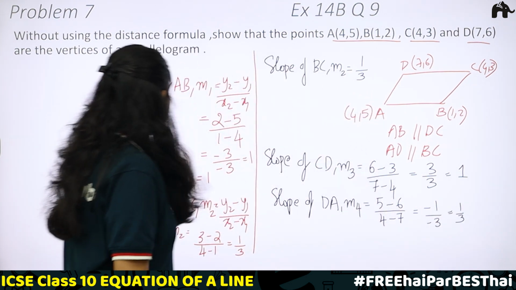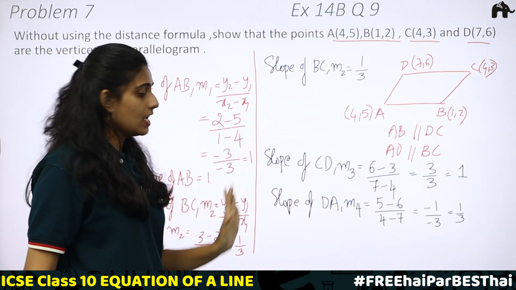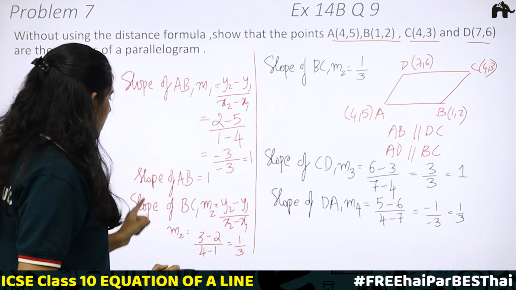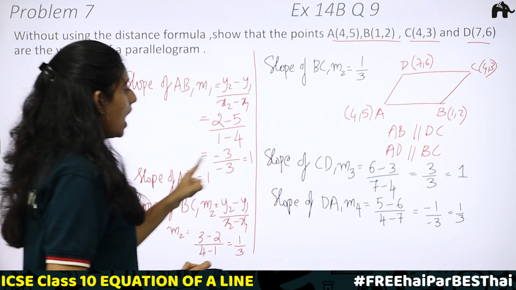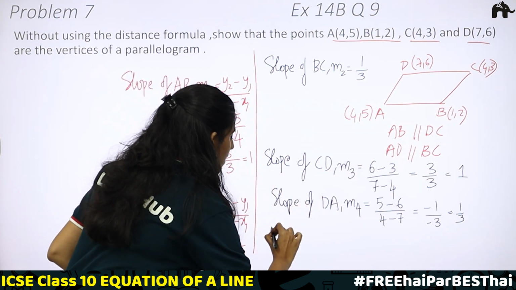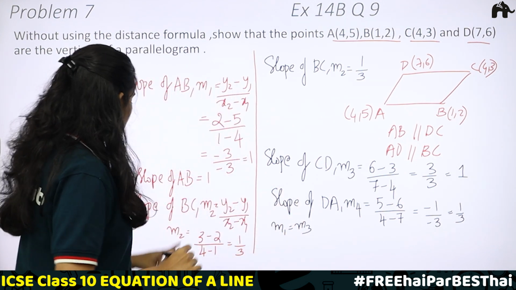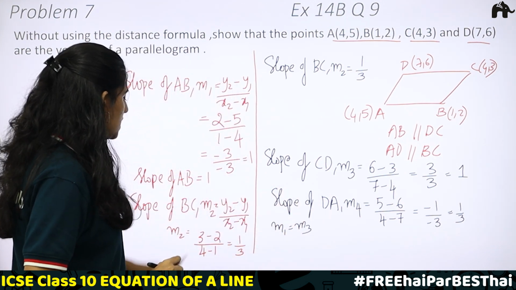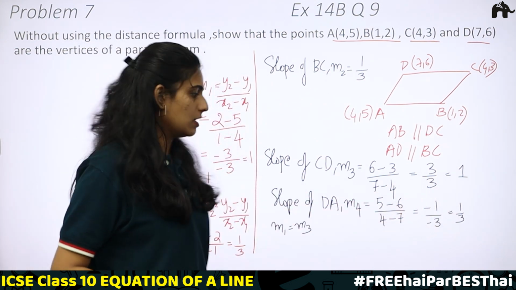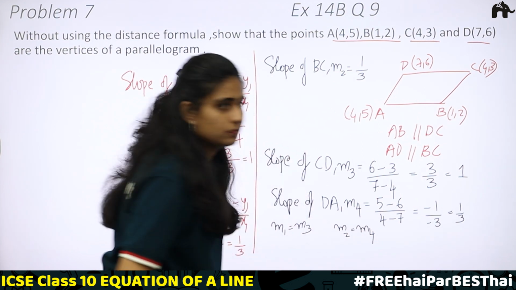So we got the slope of AB, slope of BC, slope of CD and slope of DA. When you check these values, we'll find the slope of AB is 1 and also the slope of CD is 1. That is, we have M1 equal to M3. Similarly, we are getting the slope of BC as 1 by 3. Slope of DA is also equal to 1 by 3. M2 is equal to M4.